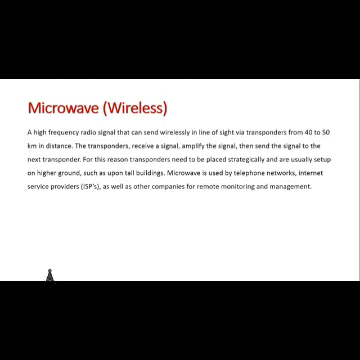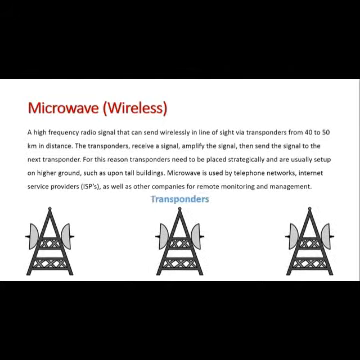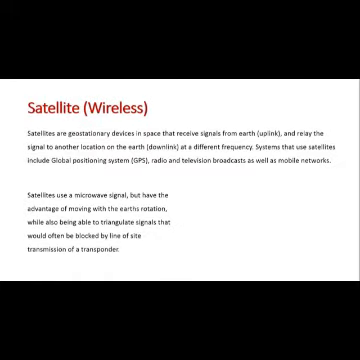So if we take a look at what this looks like, here are our transponders, and they're all spaced out, and then they basically send a signal that is about 40 to 50 kilometers apart. So if we're going to space them out, we need to space them out in that distance and send the actual signal from one transponder to another, and that's how it spreads over a wide geographical region. This type of microwave communication is used by telephone networks, internet service providers, as well as other companies using remote monitoring and management.